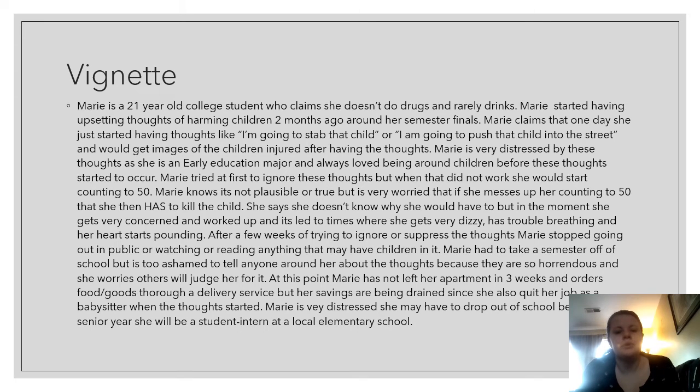Marie tried at first to ignore these thoughts, but when that did not work, she would start counting to 50. Marie knows it's not plausible or true, but is very worried that if she messes up her counting to 50, she has to kill the child, or something else horrendous will happen. She says she doesn't know why she would have to, but in the moment she gets very concerned and worked up and is led to times where she gets very dizzy, has trouble breathing, and her heart starts pounding.